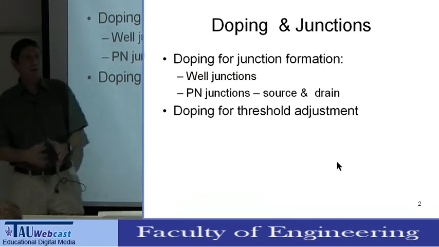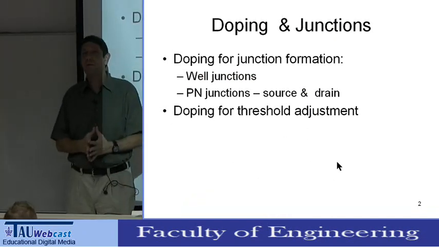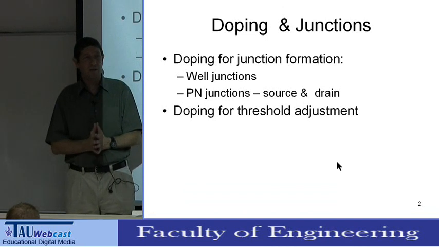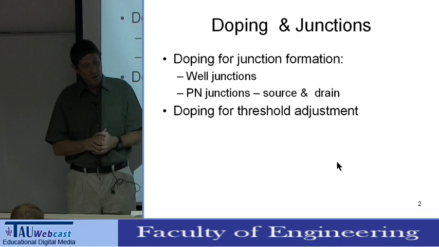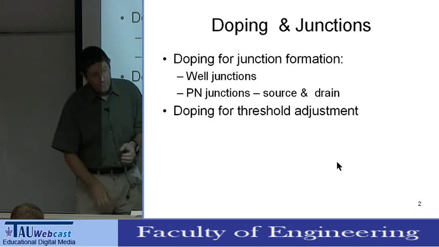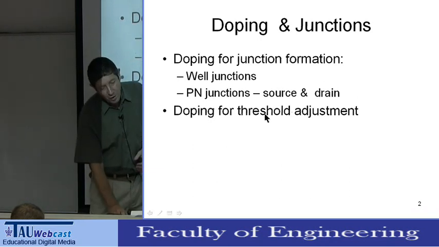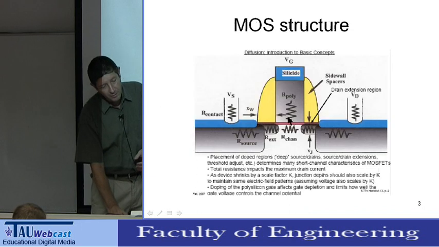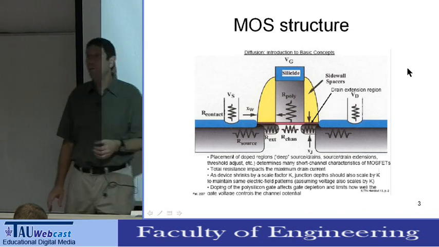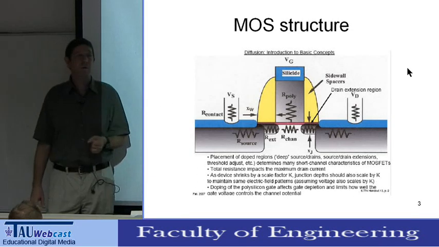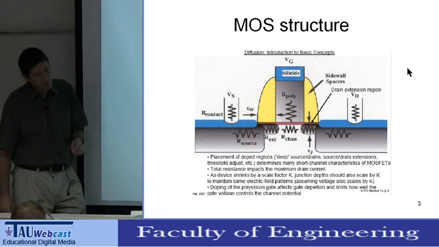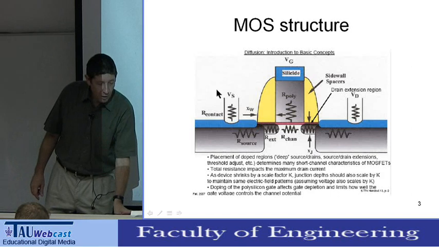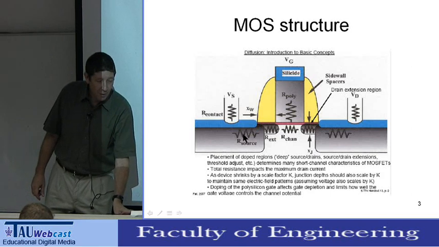It's a very simple lecture. Most of it, I believe, you know from previous classes. So I will cover mostly doping for junction formation and doping for threshold adjustment. But before I show you the details of how to dope semiconductors, let's review a little bit the structure of an MOS transistor.